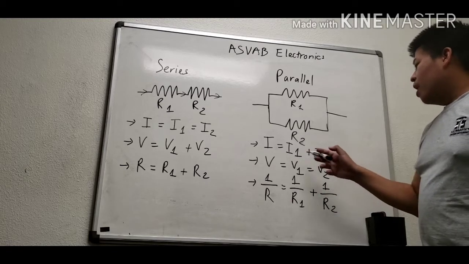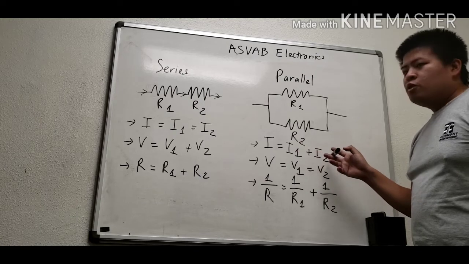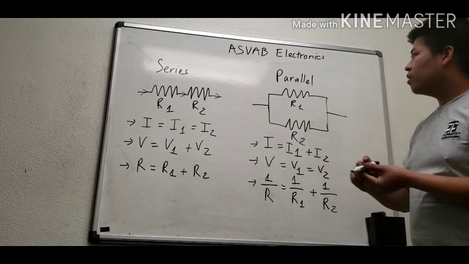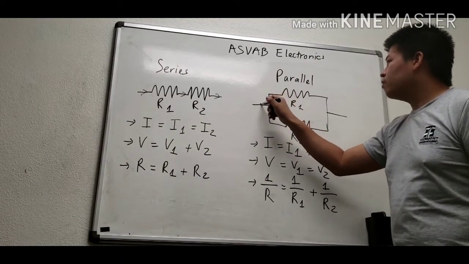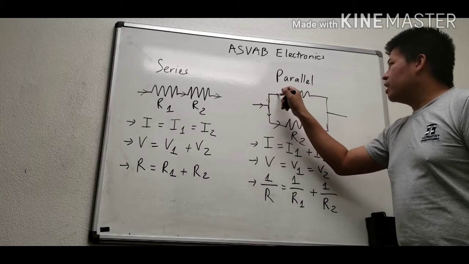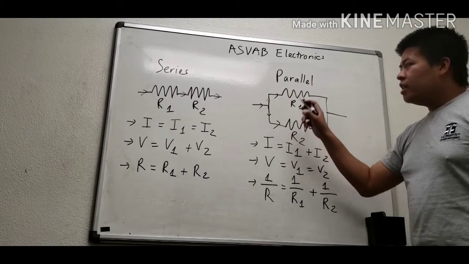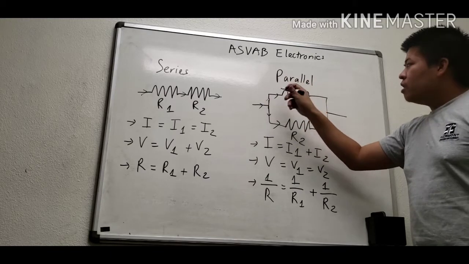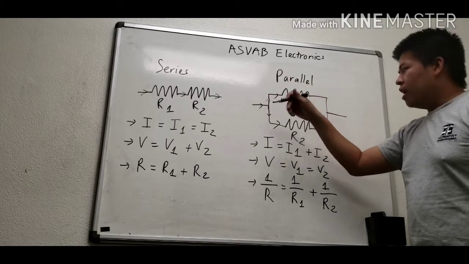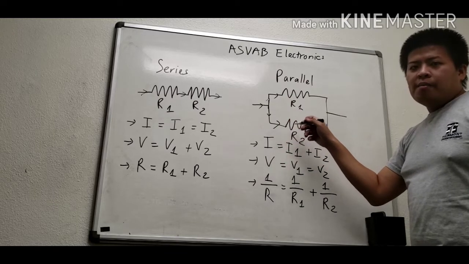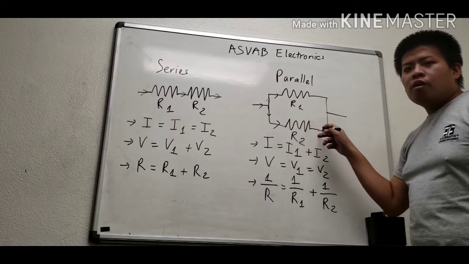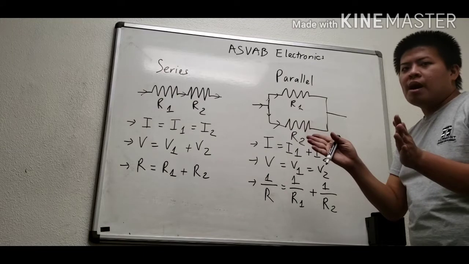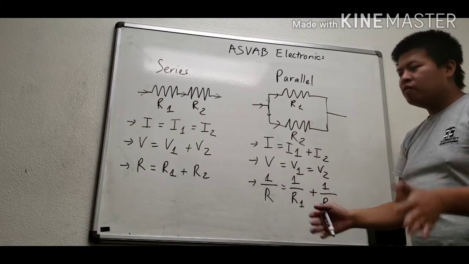Here, why do we have I1 plus I2? Because the flow of electrons separates in the parallel. This means that some total amount of electrons goes through R1, and some amount of electrons goes through R2. This means the flow of electrons separates.